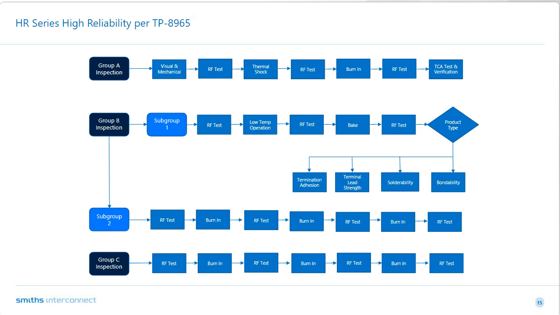So again, when Dave was talking about lead time, and this needs to be considered, 1,000 hours is approximately 6.7 weeks, I believe. Then we move into our Group C testing, and this is very similar to the subgroup 2 testing. We repeat that life test on different samples, but at an elevated temperature.